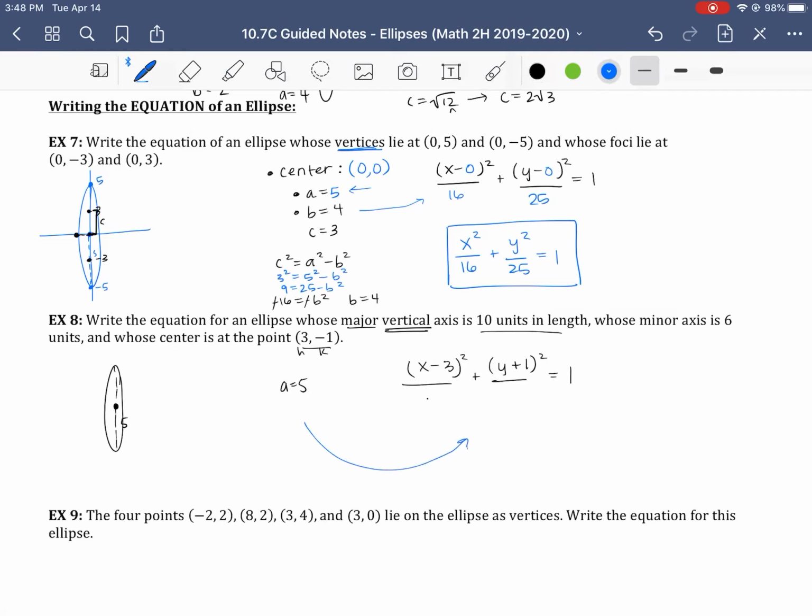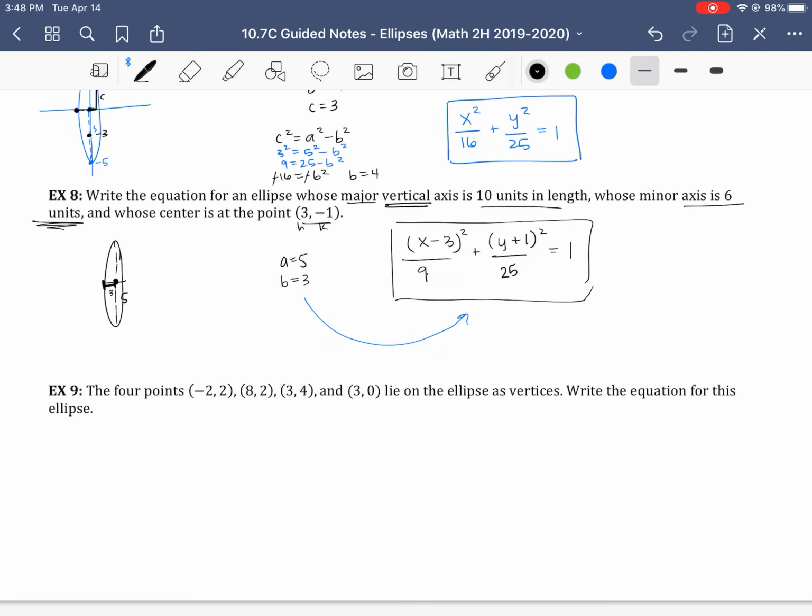And because it's vertical, and that's the major one, this one gets to come over here and go underneath the y, because the y value is the vertical. So 5 squared is going to be 25. And it told us that the minor axis is 6 units. So if that's 6 units across, then half of that would give me my b value. So the b value there would be 3. And if b is 3, then 3 squared would put a 9 in my equation right there. There's my equation.